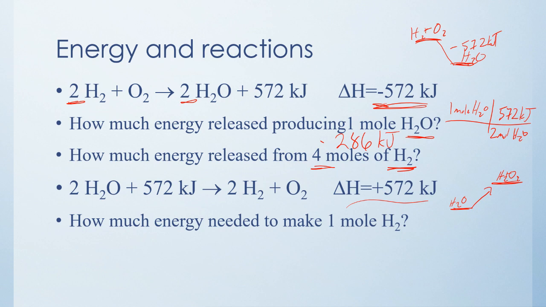Now you hopefully understand that since you have 4 moles of hydrogen, the situation is still true that for every 2 moles of hydrogen, there's 572 kilojoules, right? Because for every 2 moles of this, there's 572 kilojoules released. So therefore, you would multiply it by 2. So 572 times 2 is 1144.